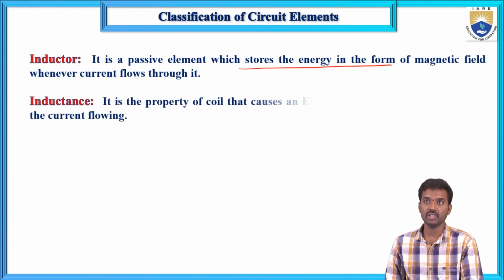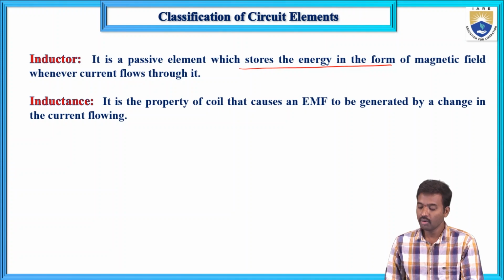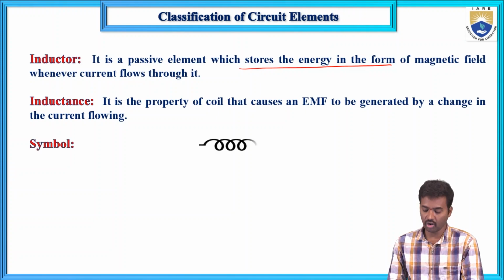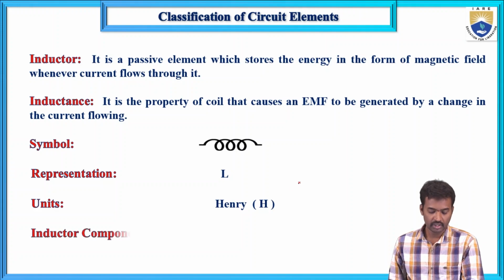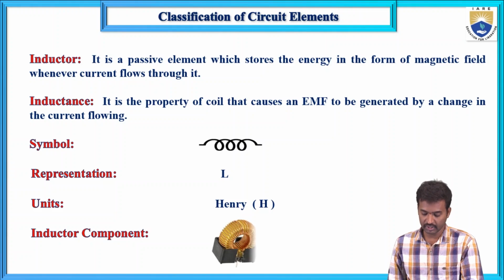Inductance definition: it is a property of a coil that causes an EMF to be generated by changes in the coil current flowing through. The symbol for inductance is a coil. This is the symbol for an inductor, and the representation is L and the units are henries. The real picture looks like this, inductance.